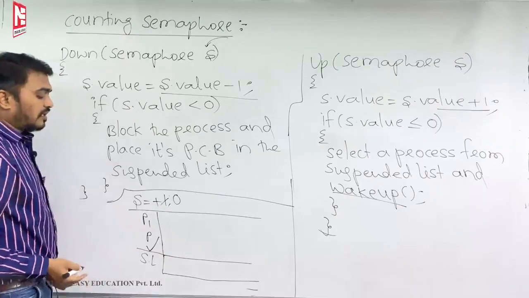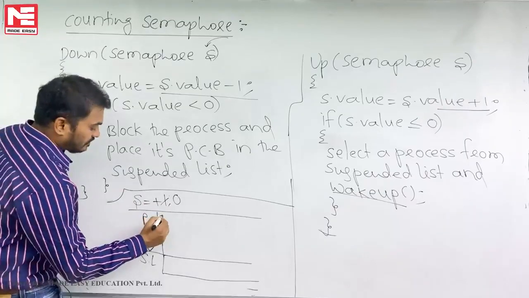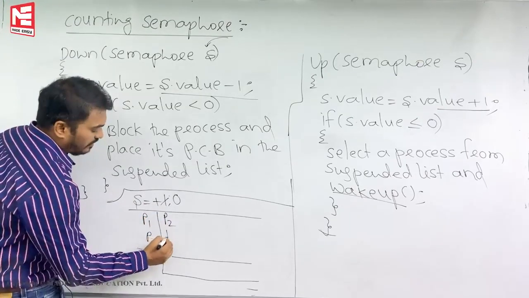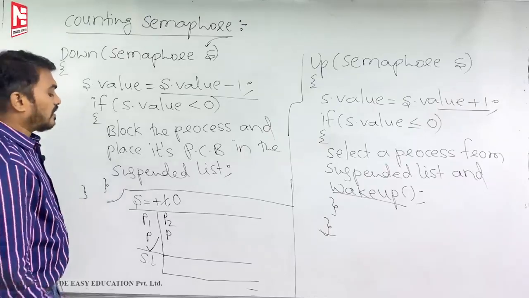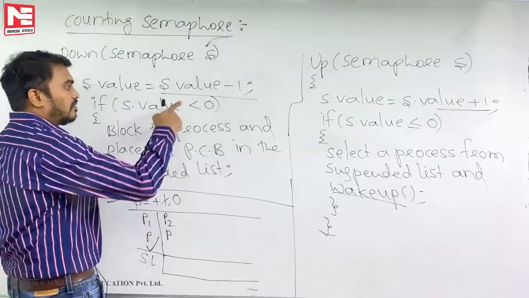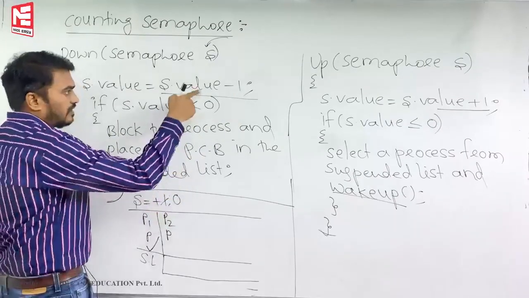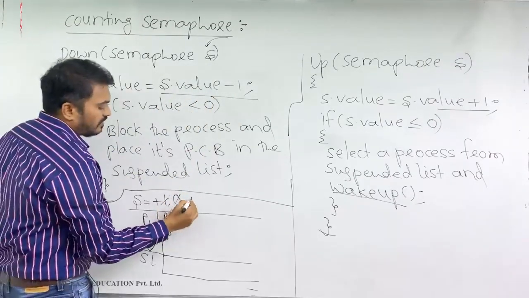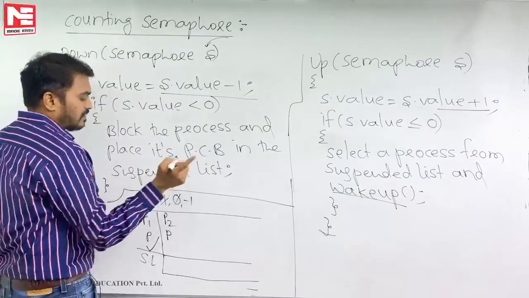If it is successful, what will happen? It will continue further execution in the code. Next, process P2 is also performing a down operation. So the semaphore value is 0, and 0 minus 1 will be minus 1. Minus 1 is less than 0, true. So that process will be placed in the suspended list.